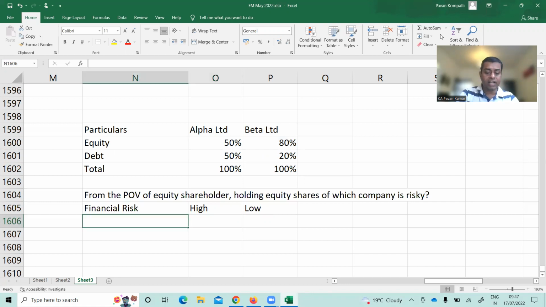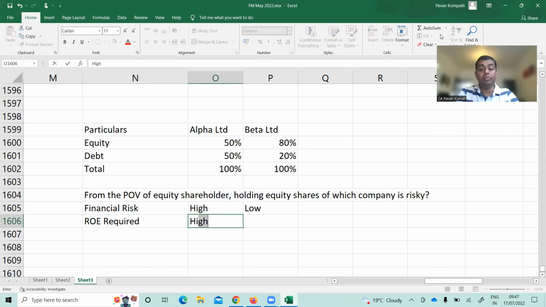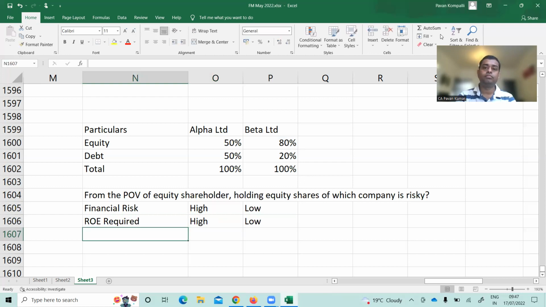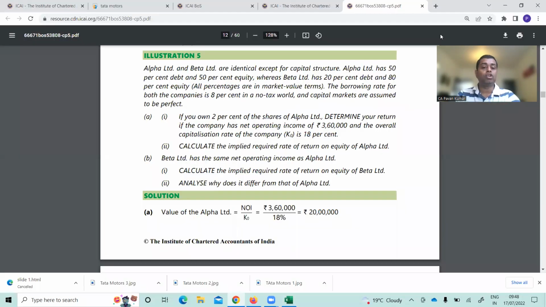So obviously the return on equity required will be high here and low here, because the whole subject of financial management, practically and theoretically both ways, goes with an underlying principle: risk and return travel in the same direction. So if my risk is high, my required rate of return is also high. If my risk is low, my required rate of return is also low. Okay, now let us go back to the question.